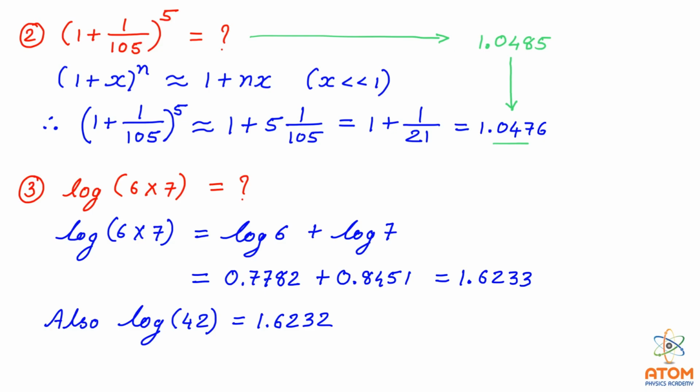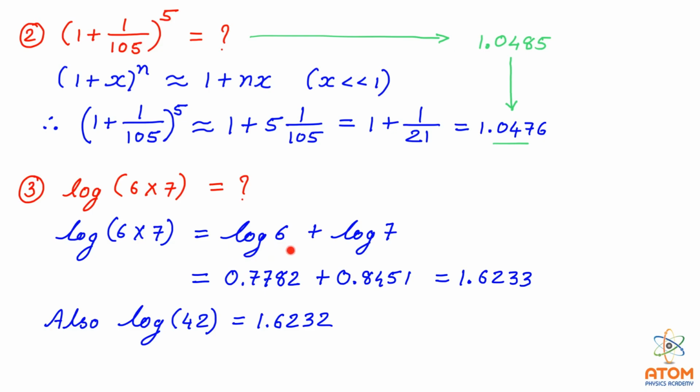Now let us see one example from logarithm. In logarithm, we have seen that log of m into n can be written as log of m plus log of n. So let us check that. Here it is given log of 6 into 7 and we have to find out the value. So log of 6 into 7 can be written as log of 6 plus log of 7.